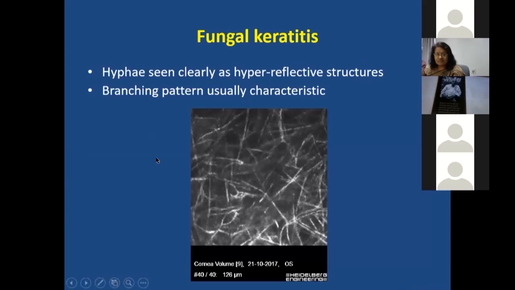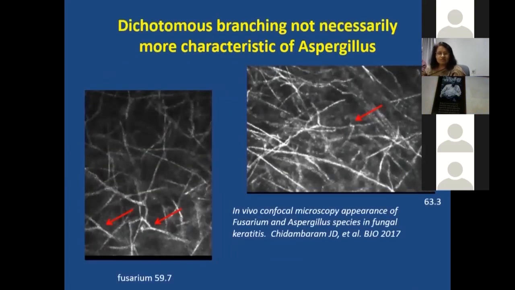Coming to fungal keratitis, the hyphae are basically seen as hyperreflective structures and their branching pattern is usually characteristic. Now, the dichotomous branching that you see was originally considered characteristic of Aspergillus, but as you see in this study by Chidambaram, the Fusarium angle is around 59, whereas the Aspergillus angle is around 63. So practically, it does not make much sense to differentiate Fusarium from Aspergillus on the confocal.